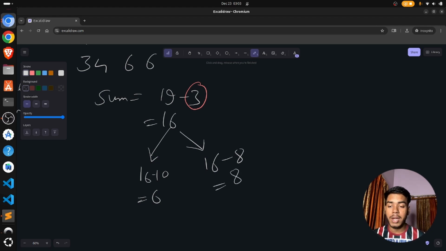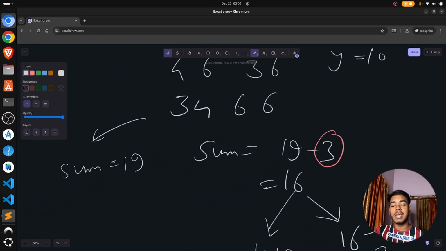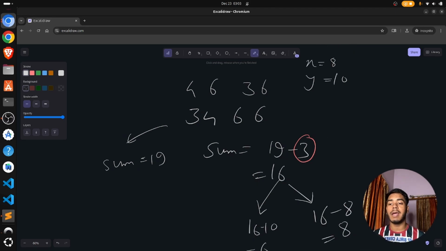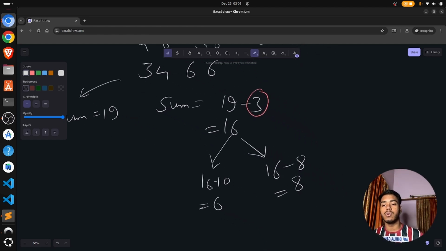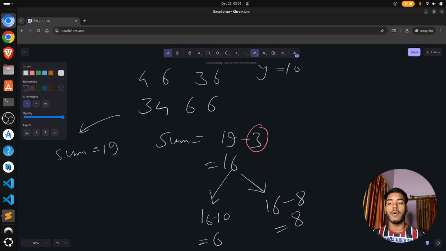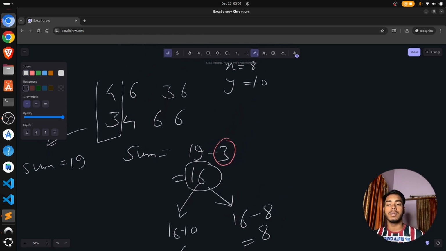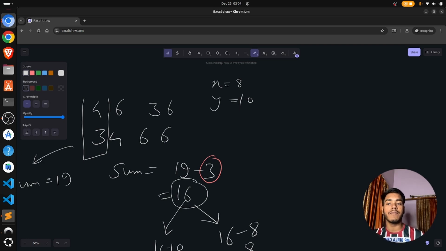I mean, why are we doing the subtraction here? Because we have to think about it clearly. We have to reduce two elements and make the remaining sum in the range of 8 and 10. So if you have to remove 3, when you are calculating for 3, your remaining will be 16. So how much more can you reduce? You have to be in the range of 8 and 10.